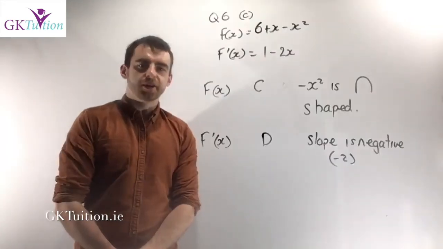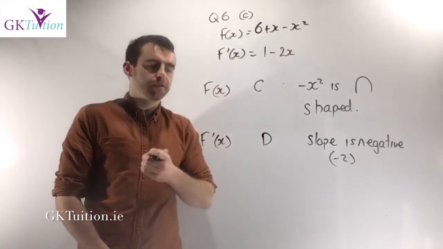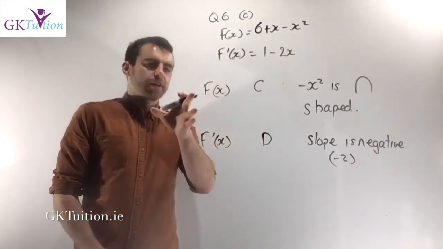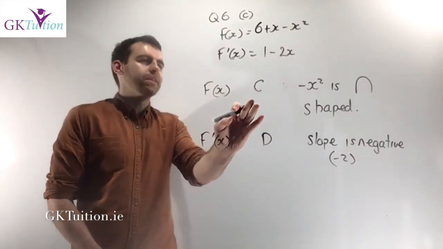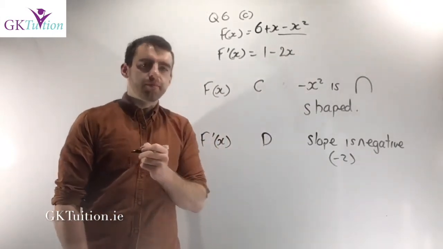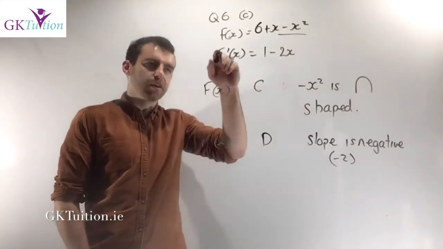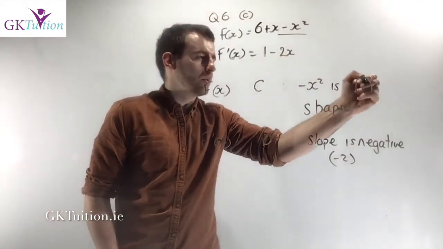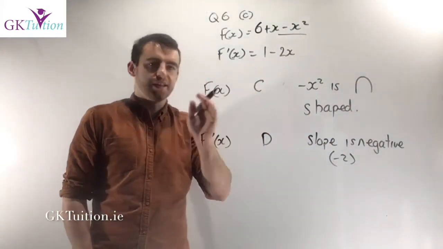In the last part of question 6, we need to match the function and its derivative to the corresponding curves. So I've done them out here. So f of x has to be c. The reason f of x has to be c is because f of x has a minus x squared. You should remember that a minus x squared has to be an n shape. A plus x squared is always a u shape, but if you have a negative in front of an x squared, it's going to be this shape. The only one of those graphs that has an n shape is c.